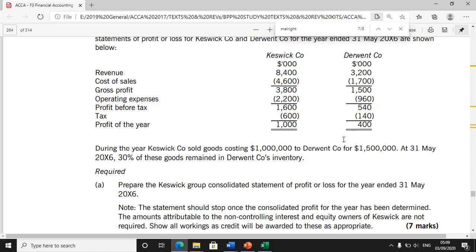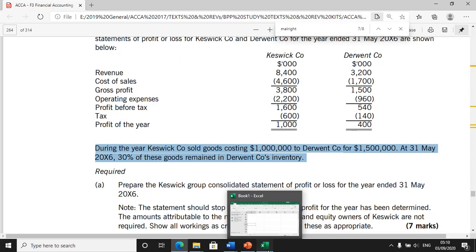Now we're told that during the year there was some trade between Keswick and Derwent. It looks like K sold 1 million worth of goods to D for 15, making a profit of 500. We are told that 30% of these goods remain in inventory. So we need to prepare the Keswick Group statement of profit or loss for the year ended 31st May 2026.